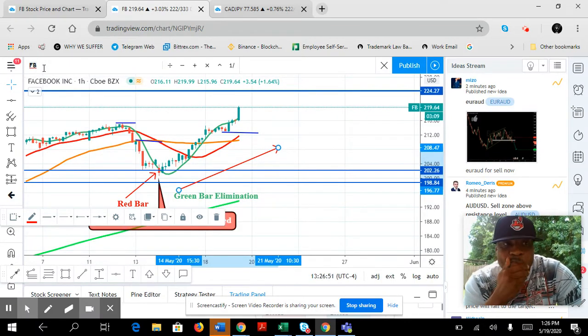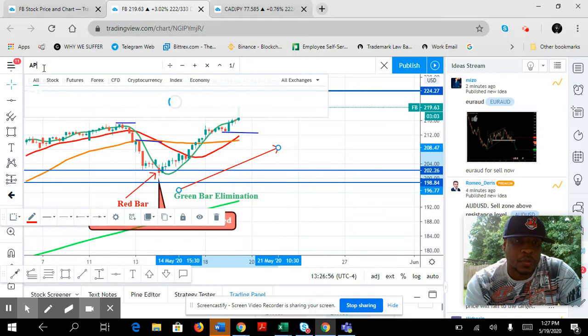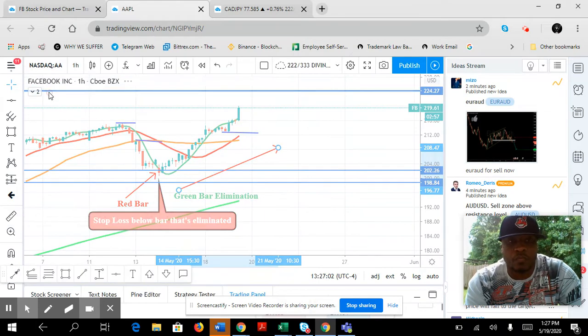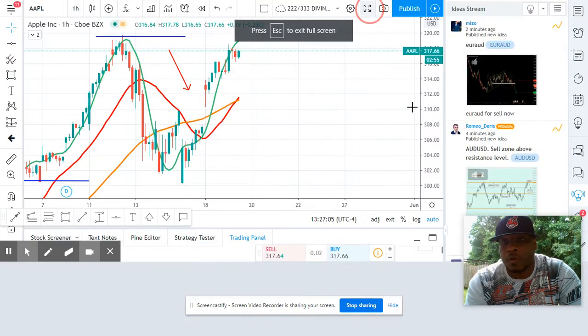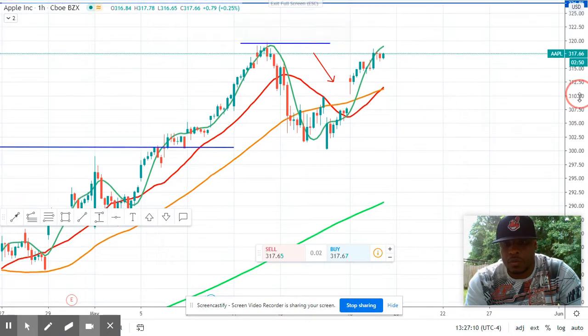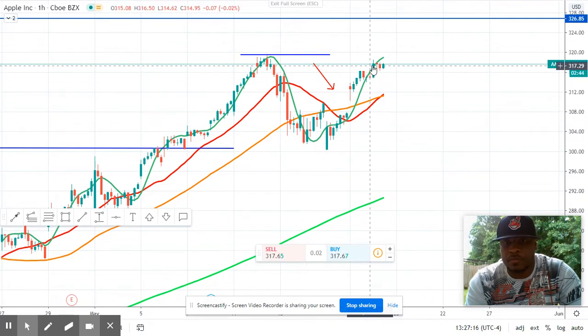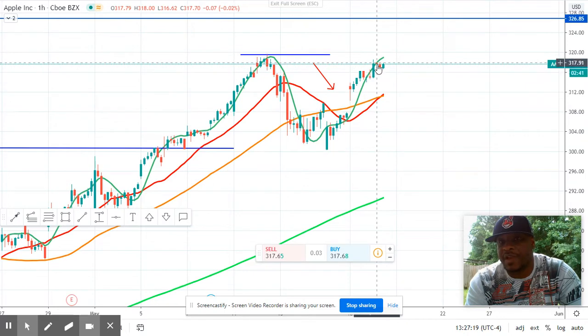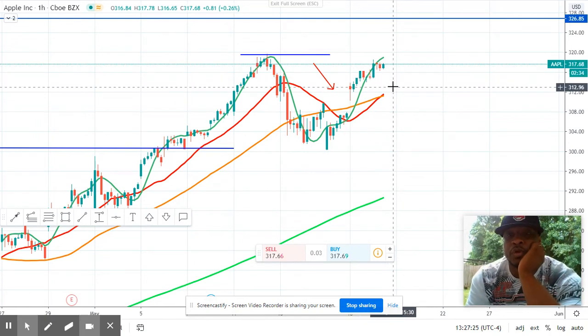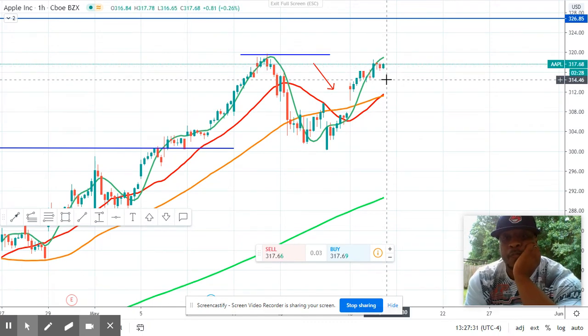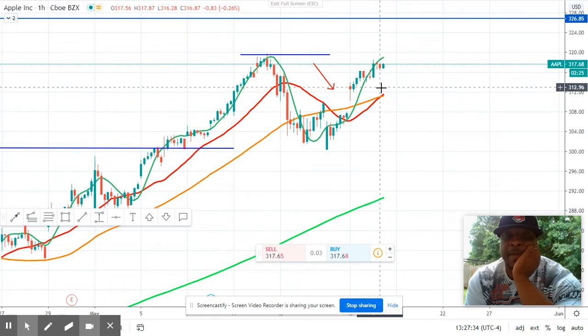Let's look at another stock. I'm going to do Apple. Red bar, elimination. And then this is like a little flag, a bullish flag, looks like it's about to form. But right now, if you just got in on this, are you trading it? No, because this green candle has not eliminated this red. So no, you're not doing anything until it does that.